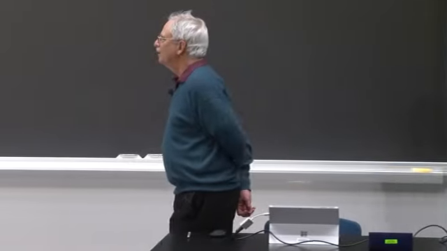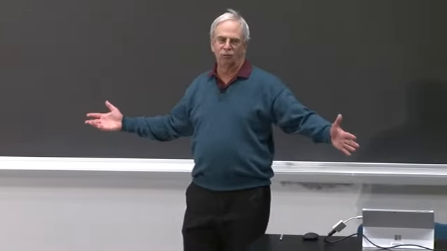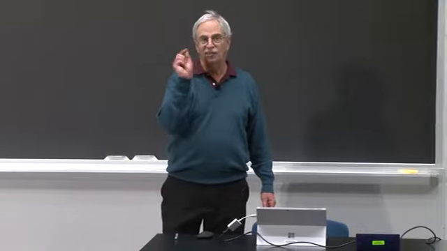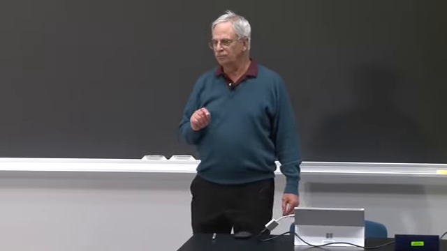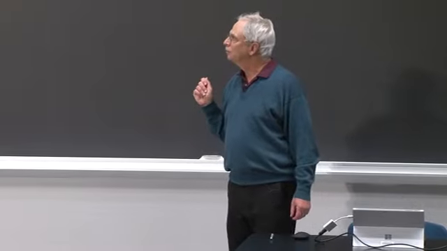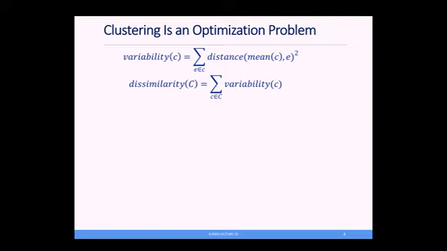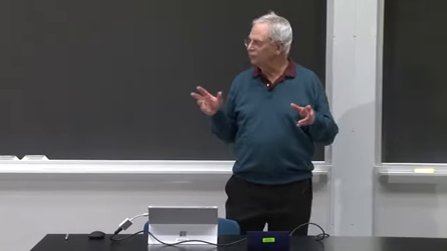So clustering is an optimization problem. As we'll see later, supervised machine learning is also an optimization problem. Clustering is a rather simple one. We're going to start first with the notion of variability. So this little c is a single cluster. And we're going to talk about the variability in that cluster of the sum of the distance between the mean of the cluster and each example in the cluster. And then we square it. Okay, pretty straightforward.